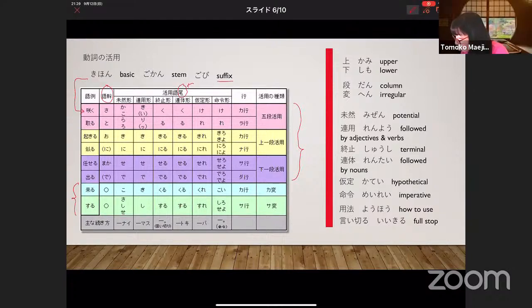And so can you look over here? That's upwards and downwards. We say kami for upper, shimo for lower. Dan is the column. Sometimes it means stairs, but in this case, it means columns. It looks like stairs, I think.